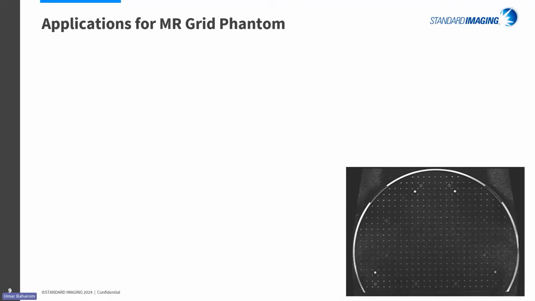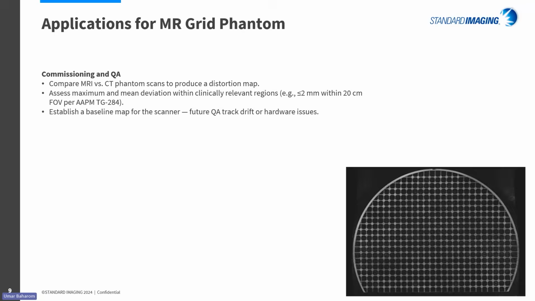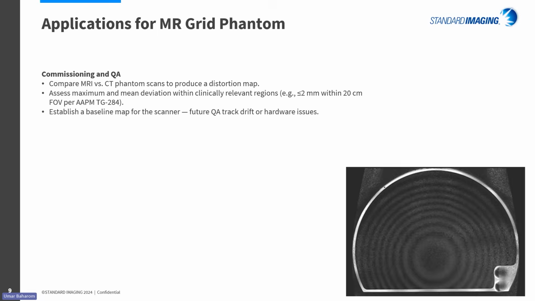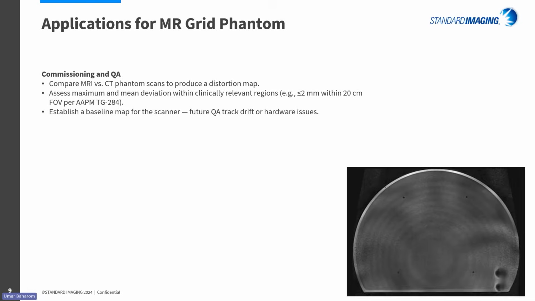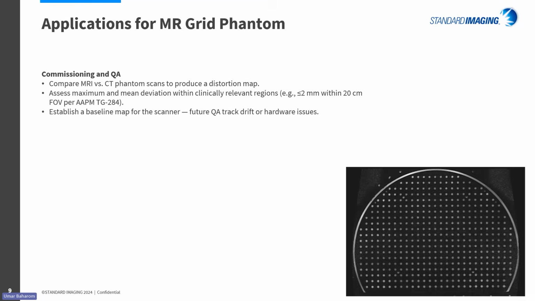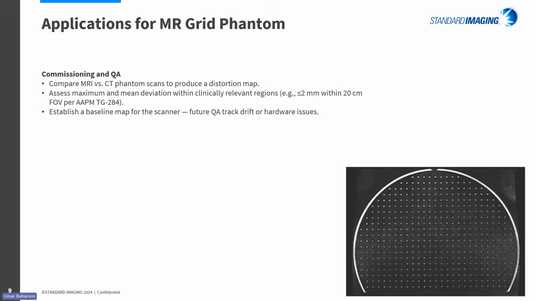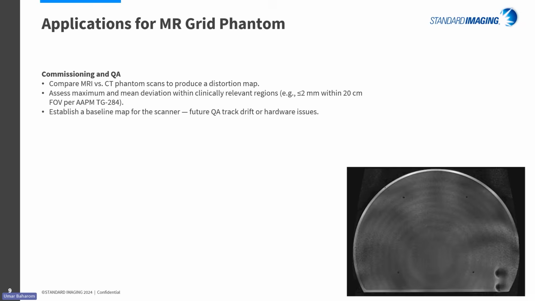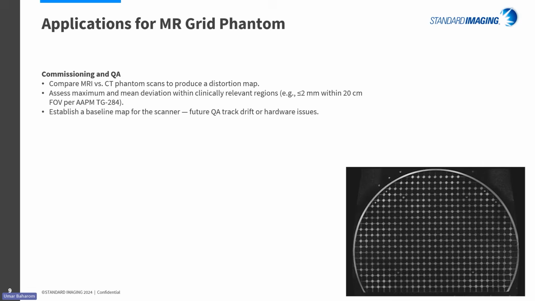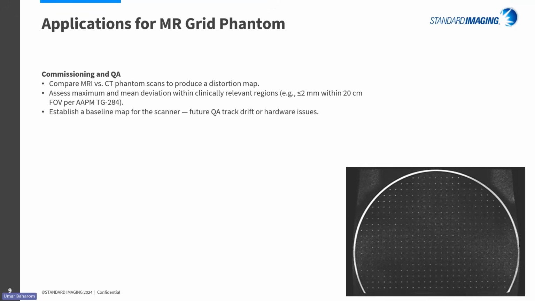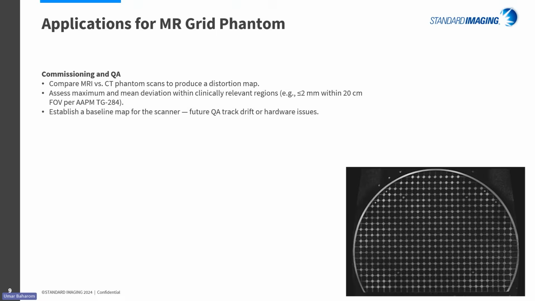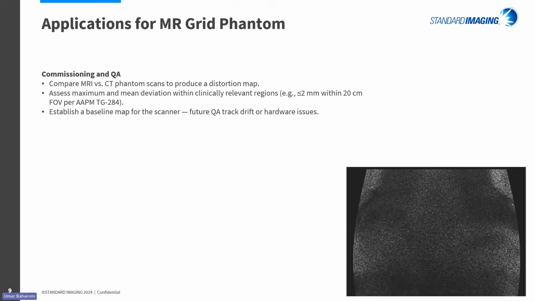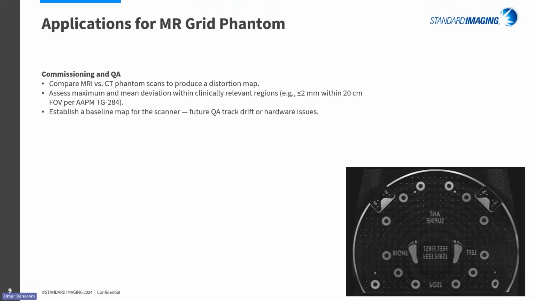So again, the applications for the MR Phantom are really for your commissioning and QA. If you want to compare your MR distortion map versus a CT, you can CT the Phantom as well, and then do the comparison. You want to assess your maximum and mean deviation for your clinically relevant regions. So for AAPM TG 286, you want to be under 2 millimeters within the 20 centimeter field of view. You also want to establish a baseline for your scanner, so you can track any drifts or hardware issues in the future.